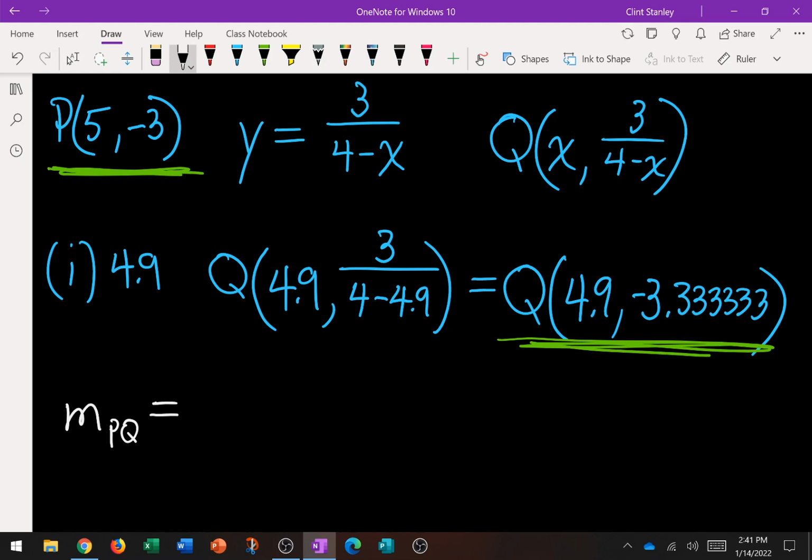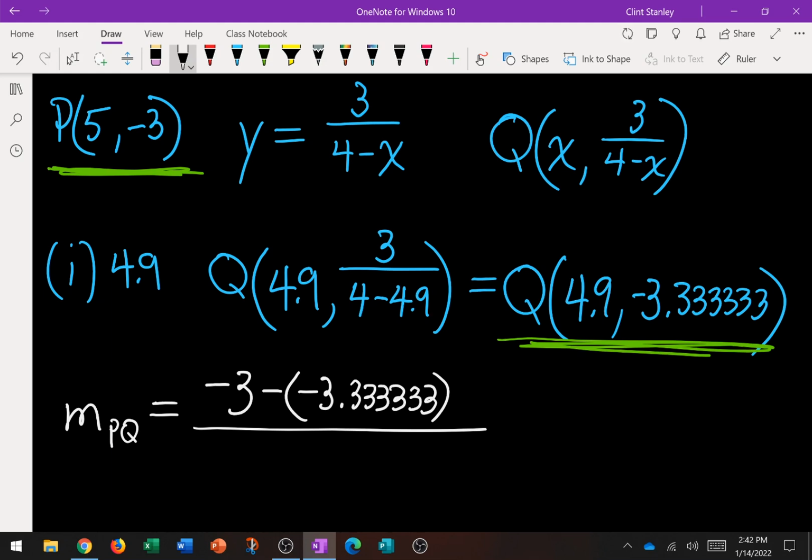So let's see, I'll do the P y value first. So -3 minus -3.333333 over, we'll put our P coordinate first, 5 minus 4.9. That makes sense where I'm getting all those?